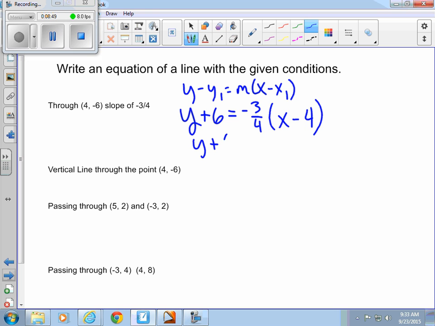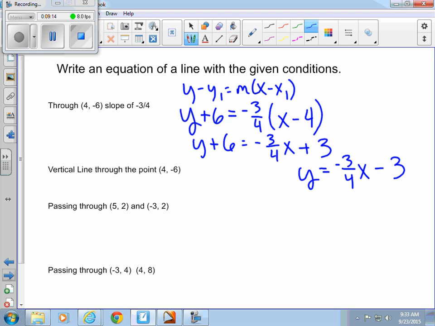You get y plus 6 equals -3/4 x minus -3, which would be plus 3. Distributing the 3/4. Use your calculator to multiply those if you need to. And then subtract the 6 over. So I get y equals -3/4 x minus 3. So if I wanted slope intercept form, that would be it.